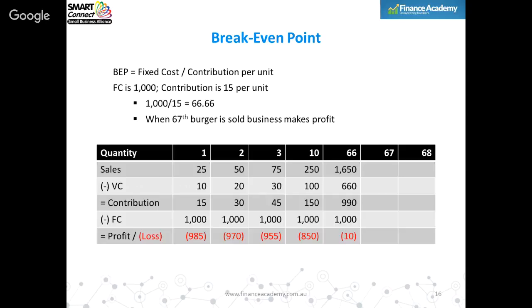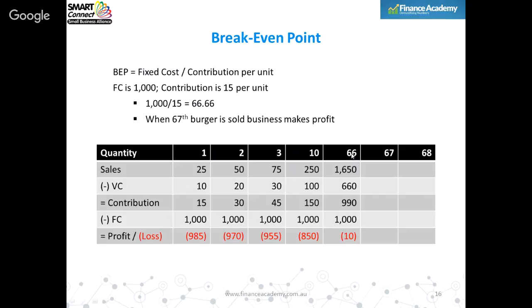Let us look at the numbers. These are the numbers we calculated. Of course, we could have continued after 1, 2, 3, 10, 20, 30. That is not a very effective way to find out break-even point. So we have understood this particular formula, and using that formula, we found out the break-even point is 66.66. In other words, when the 67th burger is sold, business makes a profit.